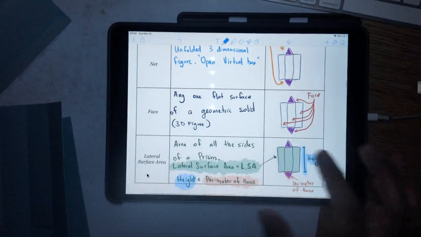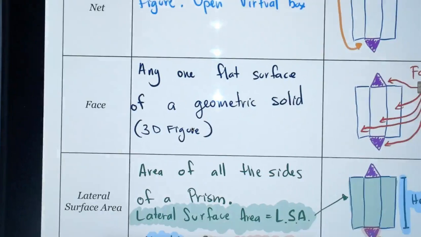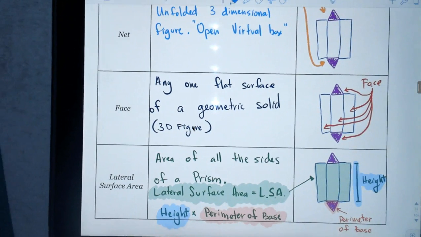A face is any one of these sections. So when you unfold it, one face represents any one section. It's any flat surface of a geometric solid. Geometric solids are referred to as prisms usually. It's a 3D shape.